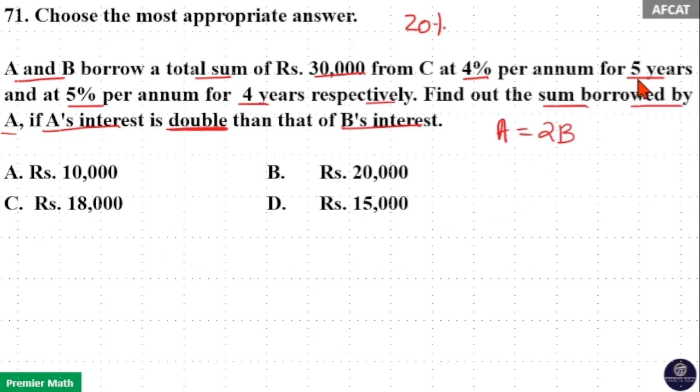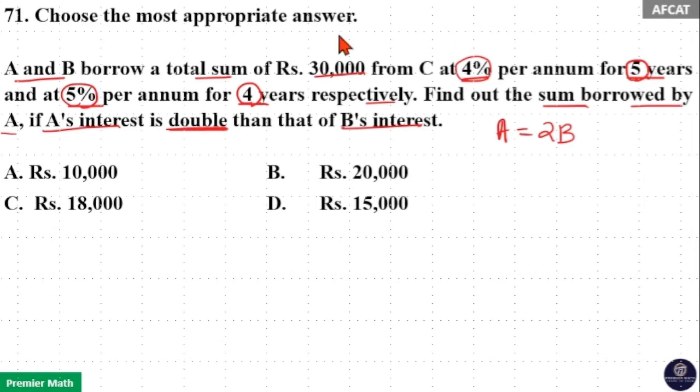Here interest paid by A is for 5 years at the rate of 4%, which means 5 into 4, 20% of A's sum. And interest paid by B is for 4 years at the rate of 5% per annum, which means 4 into 5, 20% of B's sum. And A's interest is double that of B's interest means 20% of A is 2 times 20% of B. That means A is equal to 2B.